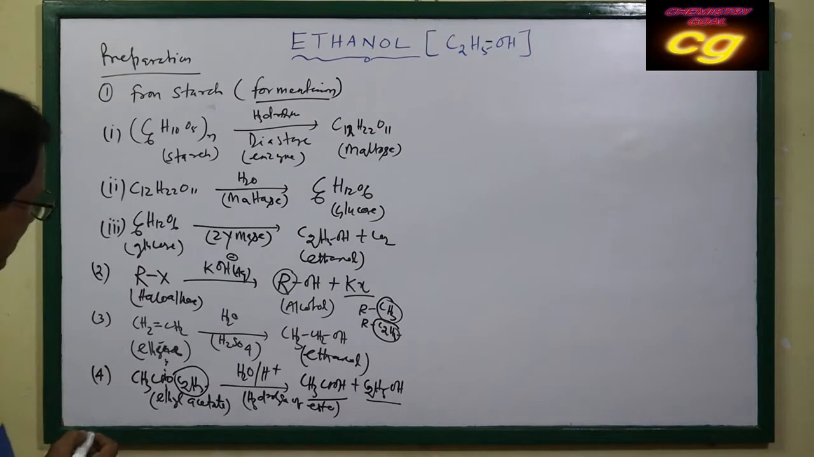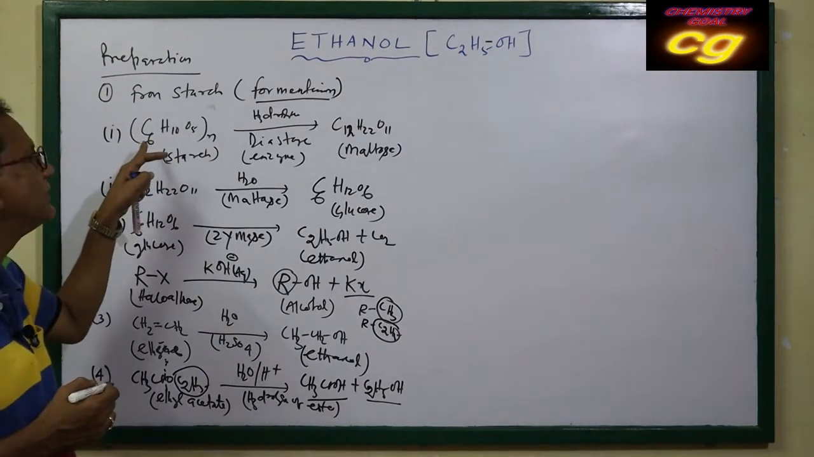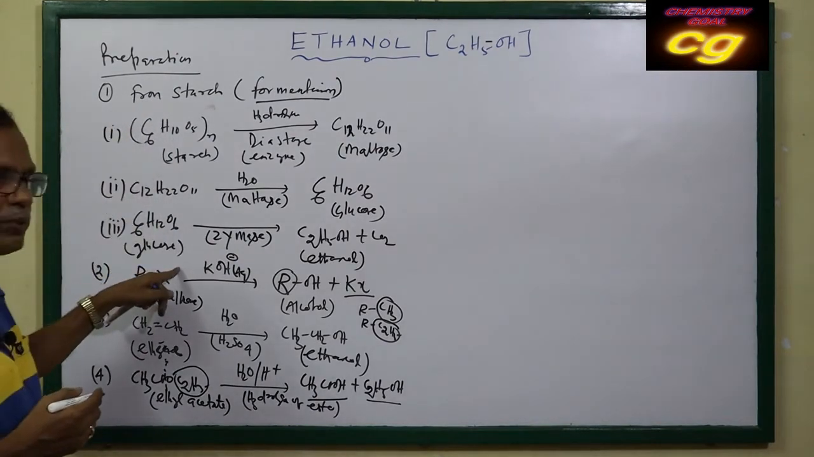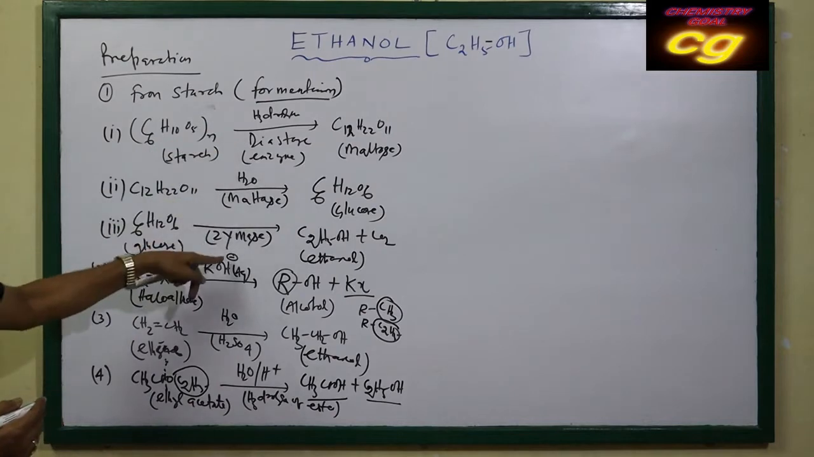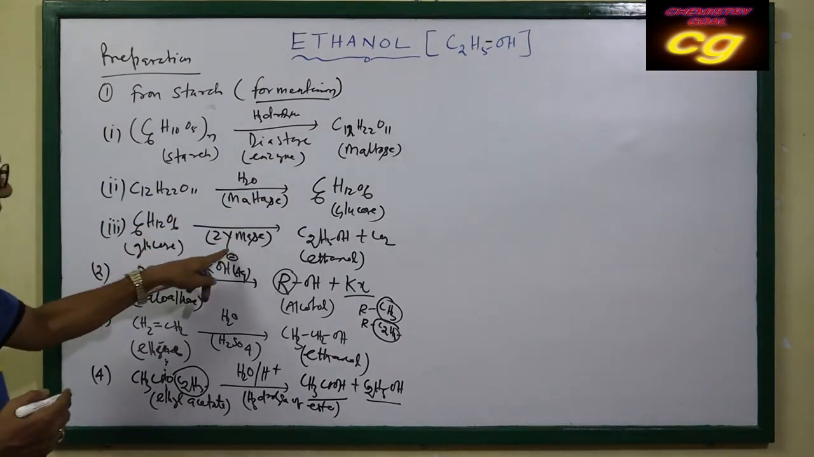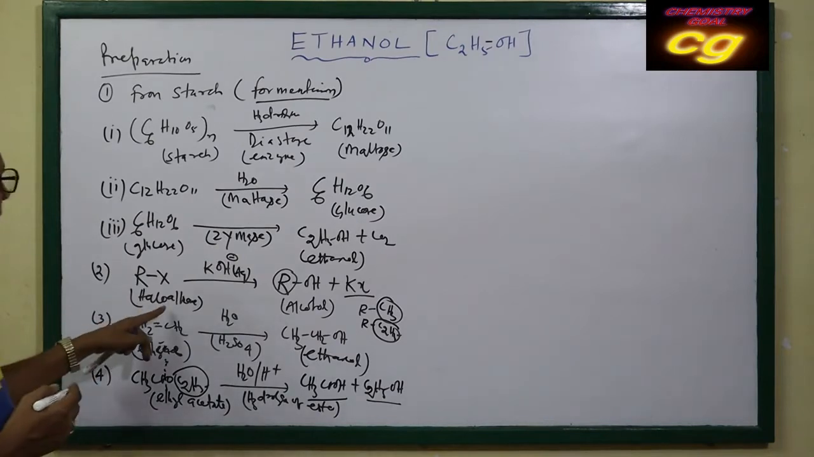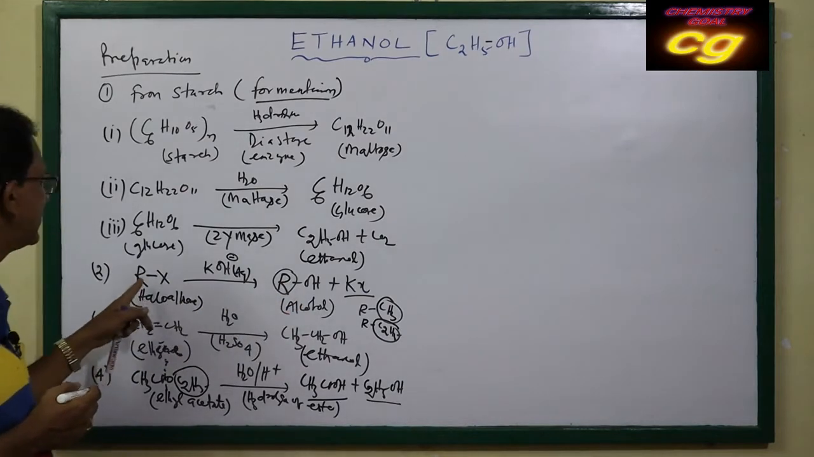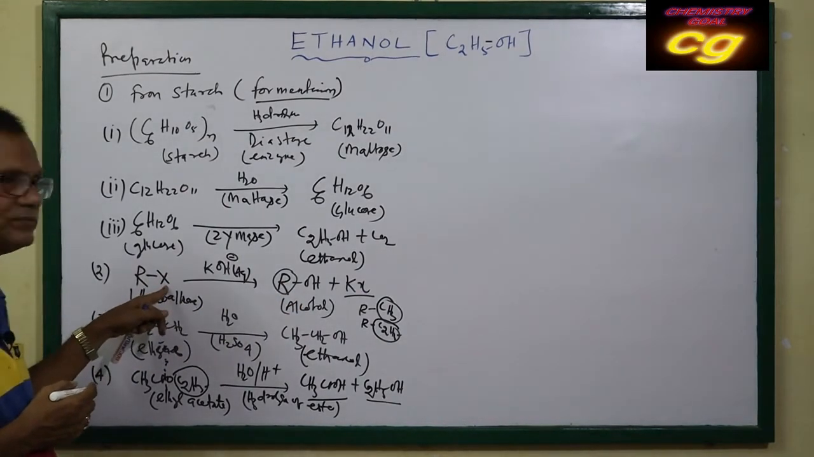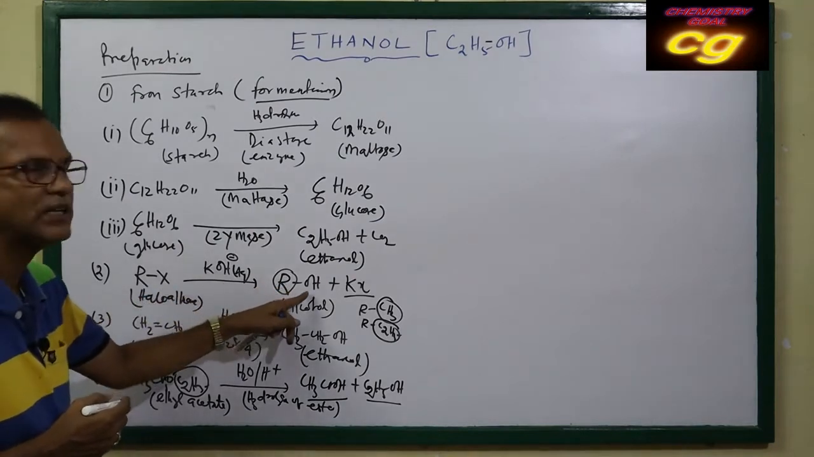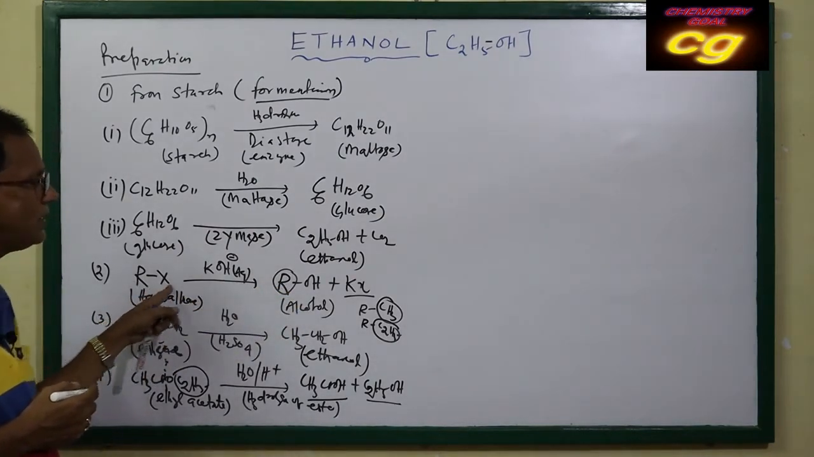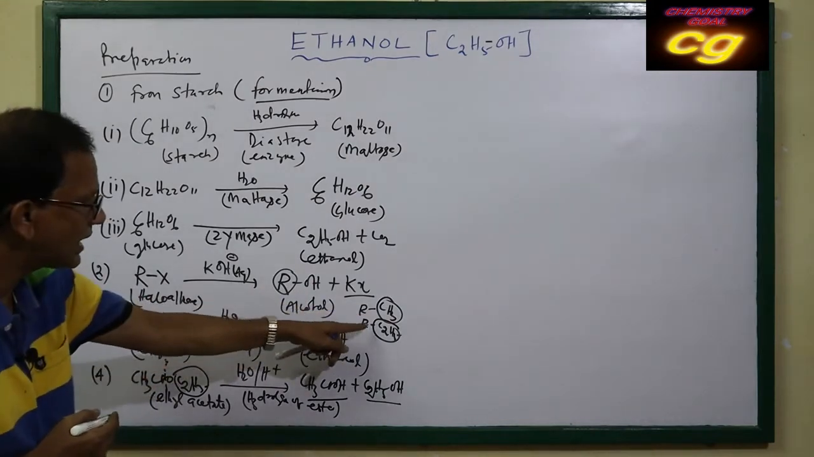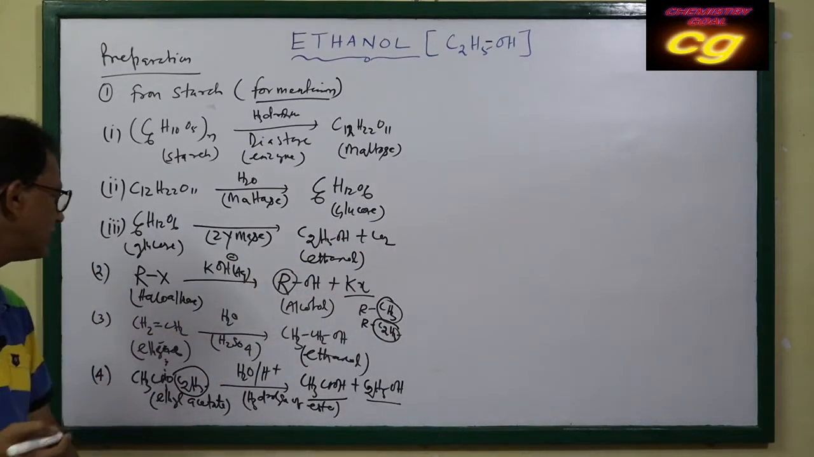So these are the important preparations of ethanol: from starch, in 3 steps by fermentation using different enzymes, diastase, maltase and zymase. Then from haloalkane, if you take a particular haloalkane, you will get a particular alcohol. If you take methyl chloride, you will get methyl alcohol. If you take ethyl chloride, you will get ethyl alcohol. So it depends upon R. R may be methyl, R may be ethyl, and you will get the corresponding alcohol.